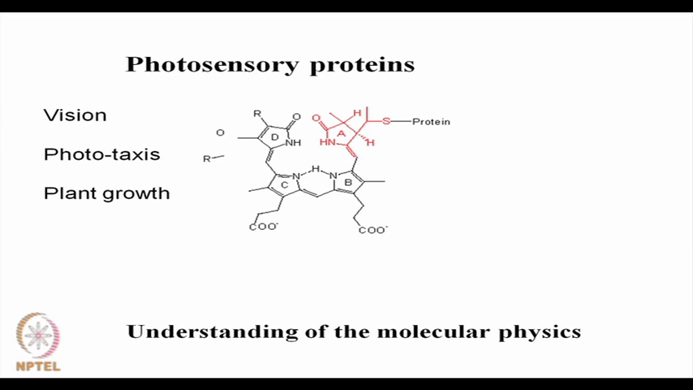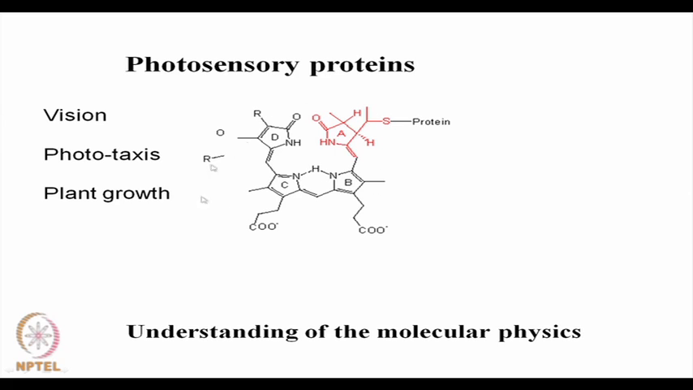So like light falls on some molecule, then it does some chemical reaction, and the end product of the chemical reaction may lead to something new. Maybe that leads to some output like vision, maybe phototaxis, maybe plant growth. Okay. So, this is a typical structure of these photosensory proteins.